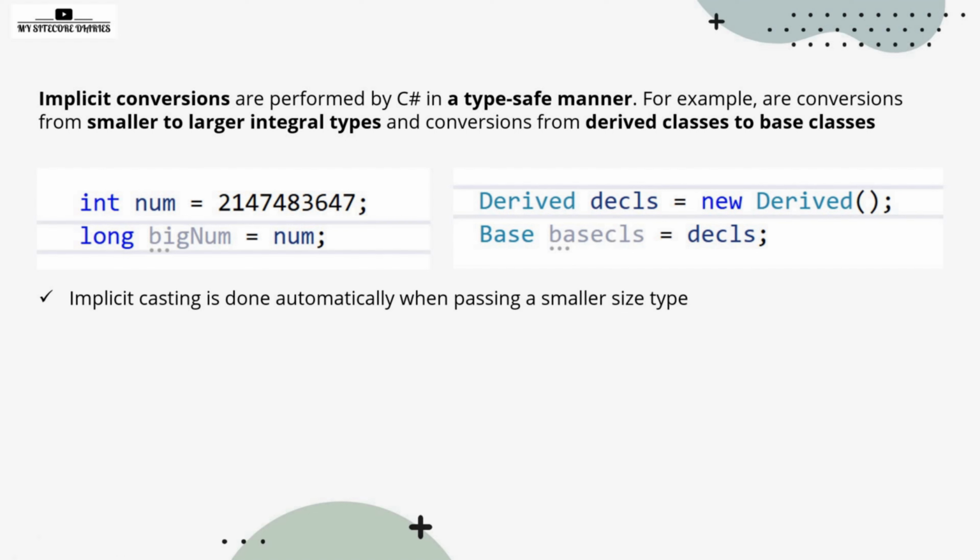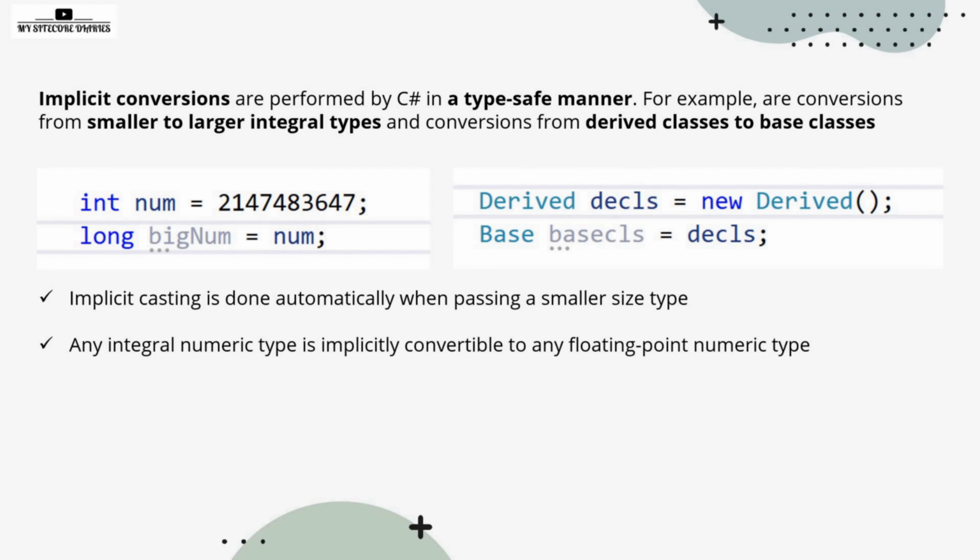Implicit casting is done automatically when passing a smaller size type to a larger size type. So this is automatic conversion. The user does not need to explicitly mention anything. Any integral numeric type is implicitly convertible to any floating point numeric type.